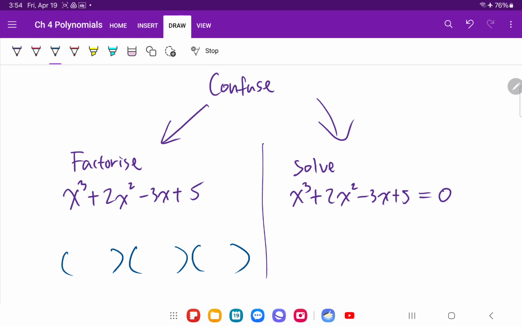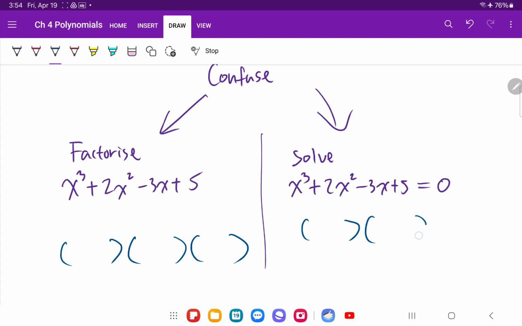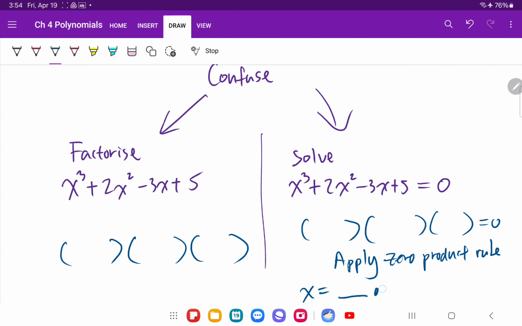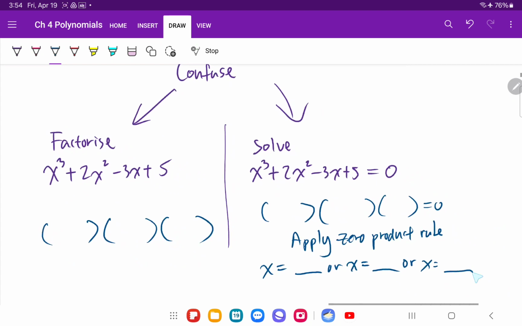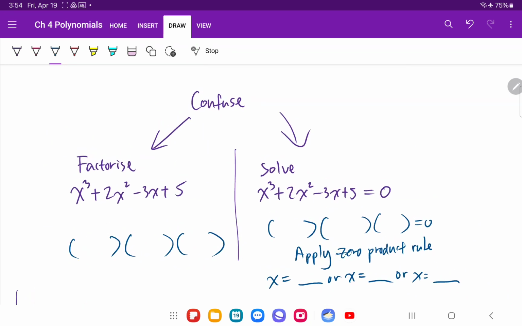But for the next question, question 2, after you got the 3 brackets, you must say it is equal to 0, and then you must apply zero product rule, and then get 3 answers. x equals to something, or x equals to something, or x equals to something. So what I'm trying to tell you is, if this happens in the exam, do not confuse between these 2 questions. One is a factorization question, whereas one is a solving question. They are asking for different things. So please handle them differently. Okay, with that, I will end today's lesson.